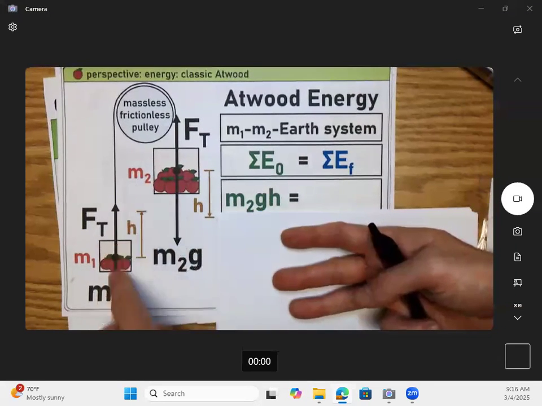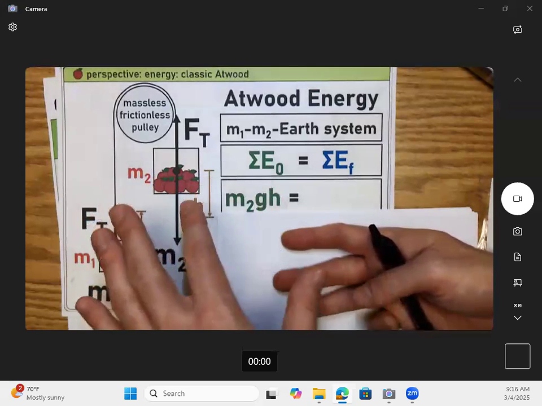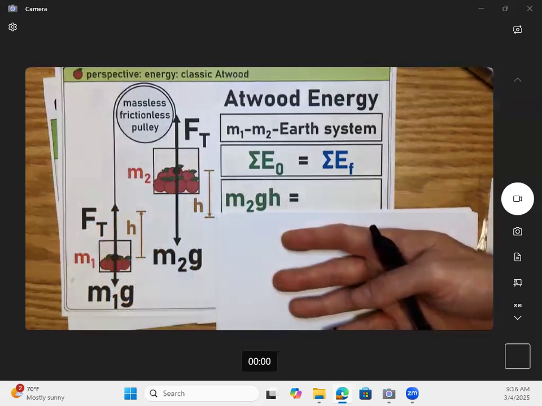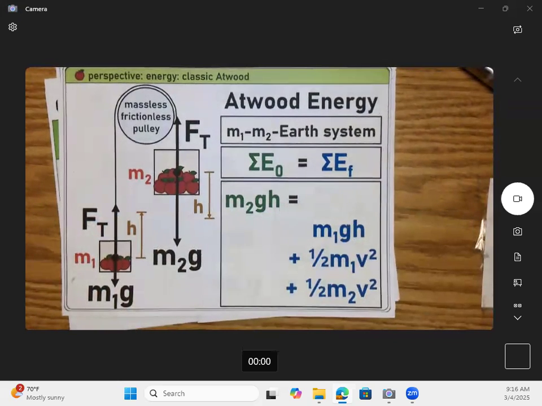You have to lift the small block, some MGH. And then at the end of that motion, the blocks are still in motion. They're moving, so they each have that kinetic energy. Guys, what's the formula for kinetic energy? One half MV squared. And that's true for both of the blocks too, isn't it? So is that what you guys wrote in your notebook? You guys with that? Okay.